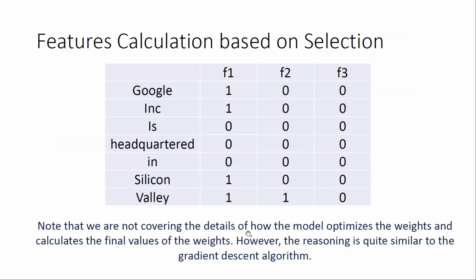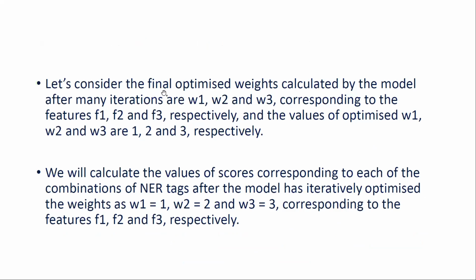Note that we are not covering the optimization of these weights. Whatever the weights are, it will work similar to the gradient descent algorithm that we have already seen in the starting lectures in this subject. So let's consider the final optimized weights calculated by the model after many iterations, and let them be W1, W2, W3 corresponding to the features F1, F2, F3. And let's say that W1, W2, W3 have the values 1, 2, 3 respectively.